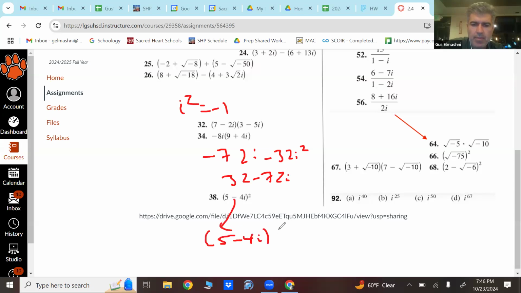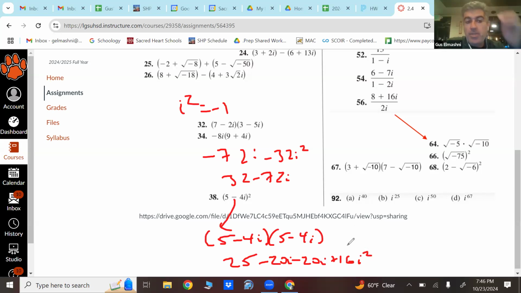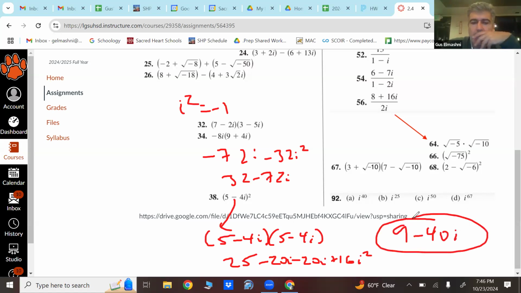Here you have the FOIL. So 16i squared is -16. 25 minus 16 is 9 minus 40i. So those make sense so far? Okay, cool.